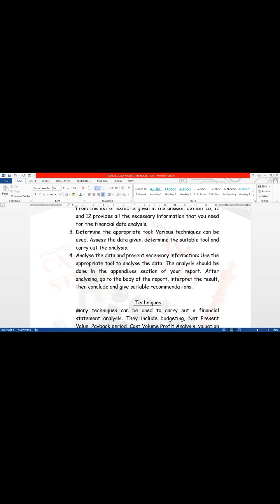So check what data is in those exhibits. That data would help us determine the appropriate tool, the suitable tool for carrying out the analysis. Then after that, you analyze the data and present the necessary information. You analyze the data using the most appropriate tool that you have determined as a result of scanning through the data. The analysis should be done in the appendices section. Please do it in the appendices section.